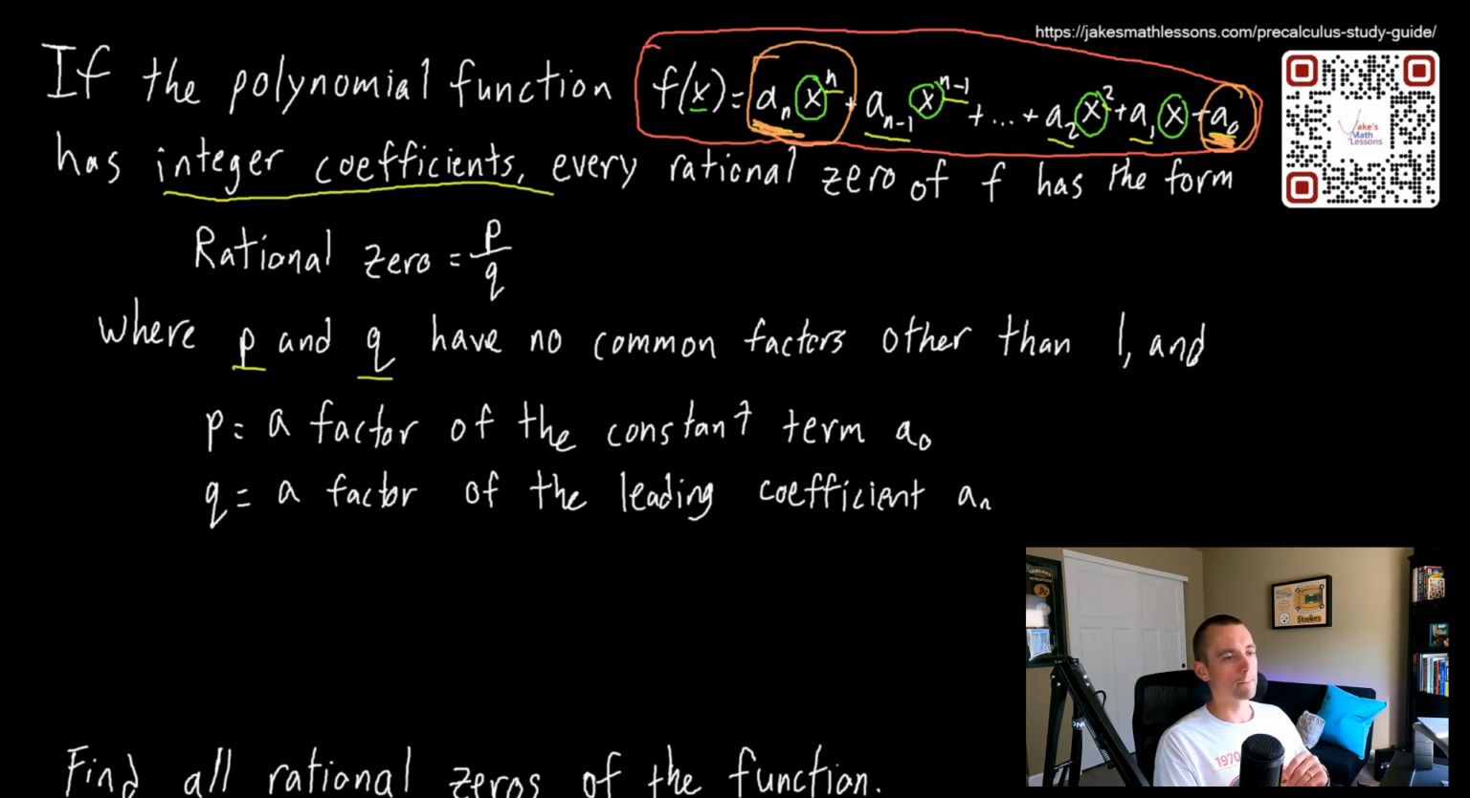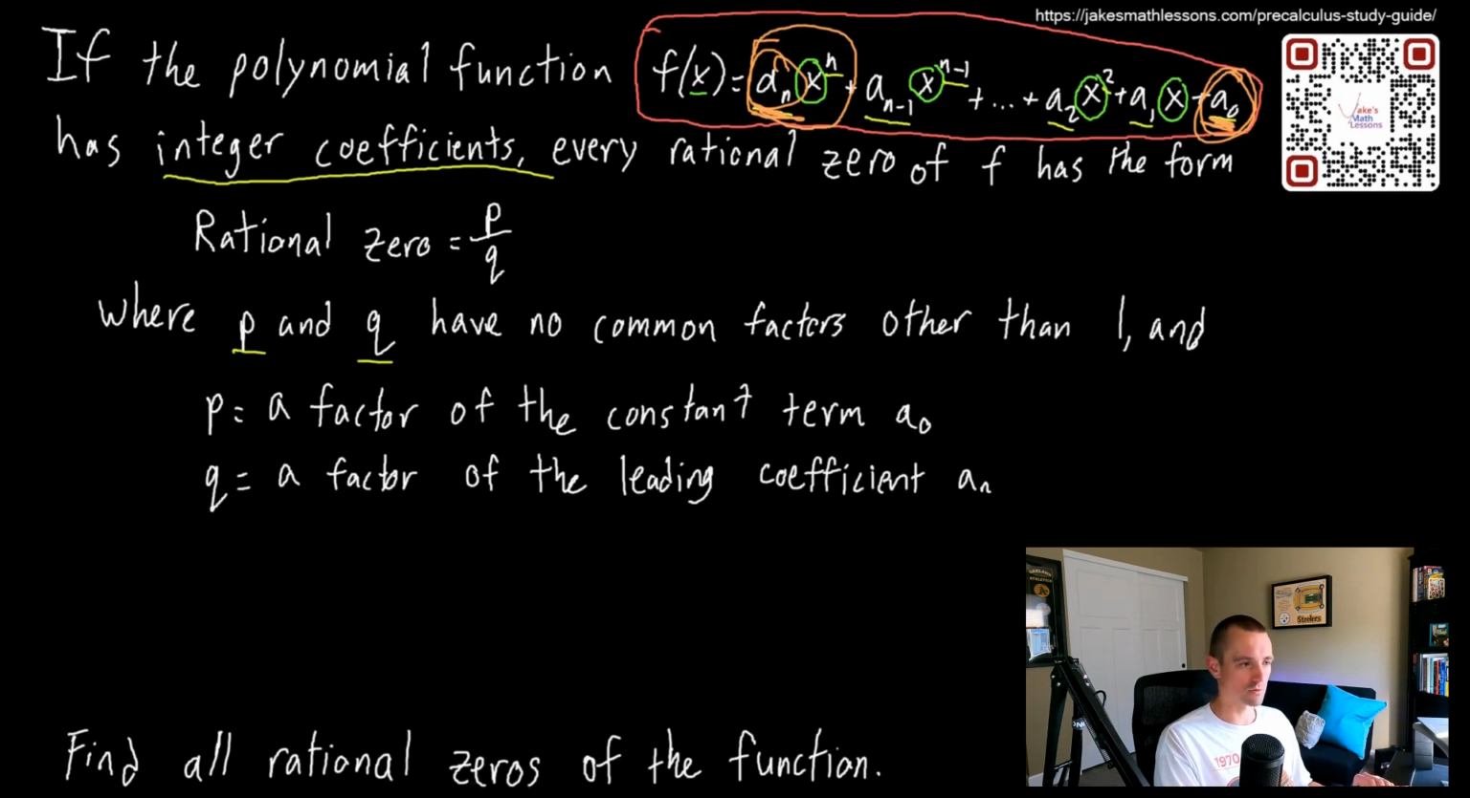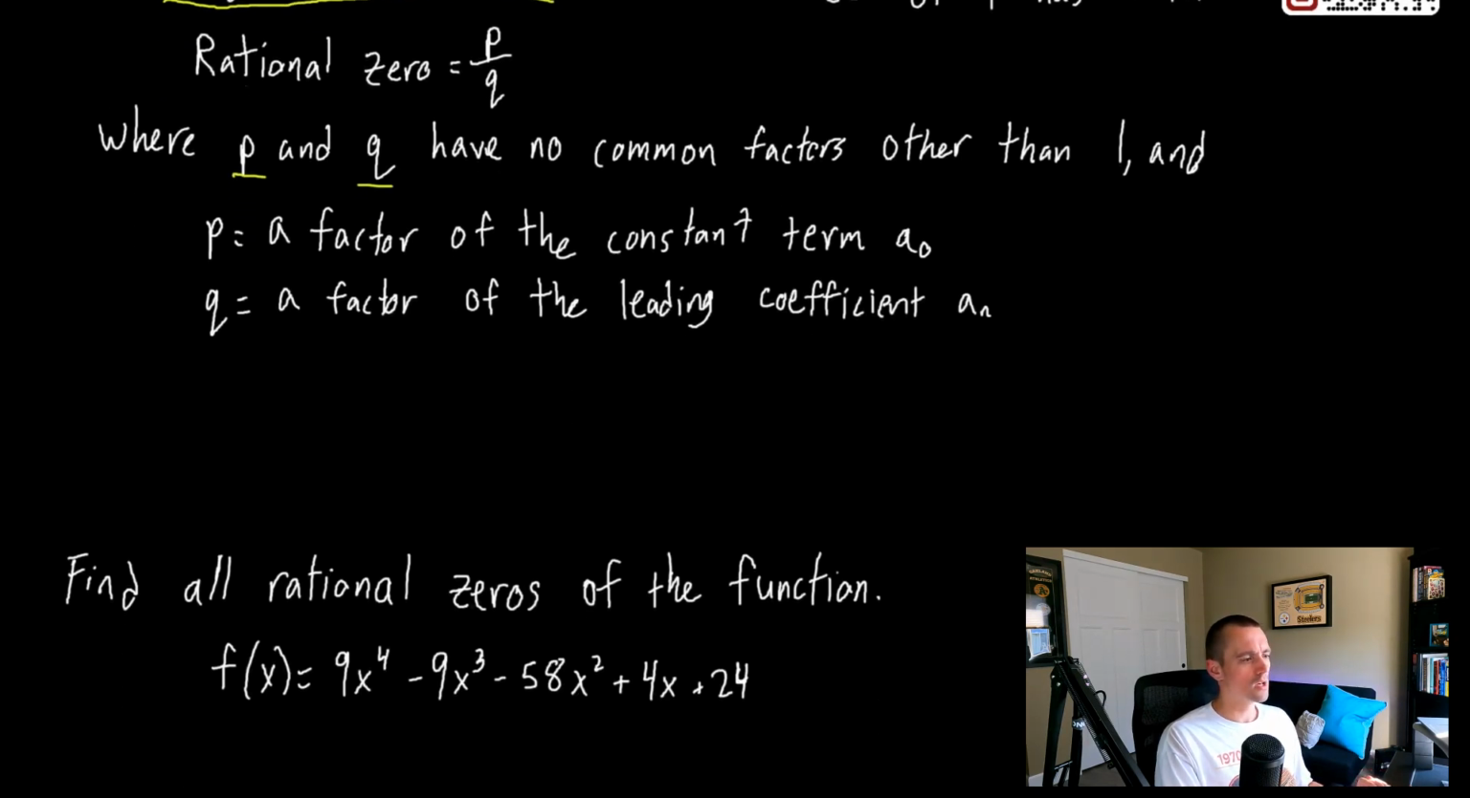So let's go through an example. I'll show you what this actual process looks like. But basically, you really just need to figure out your highest powered x coefficient and your constant term. Those two numbers are going to be used to figure out all the rational roots of this function. Okay, so let's go through an example.